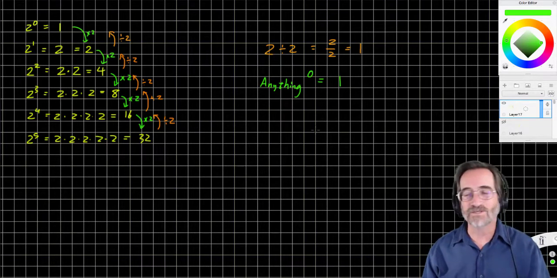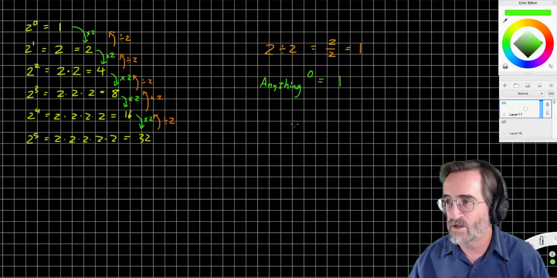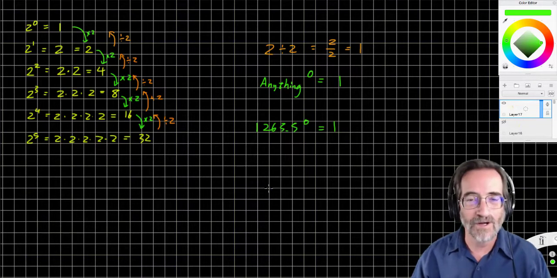Now you can imagine some really ugly problems that really get simplified very quickly. For example, 1263.5 to the 0 power is 1, right?